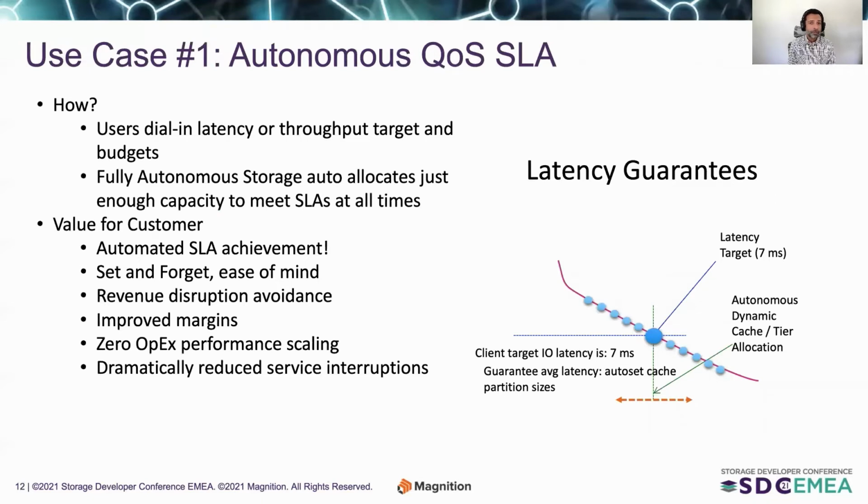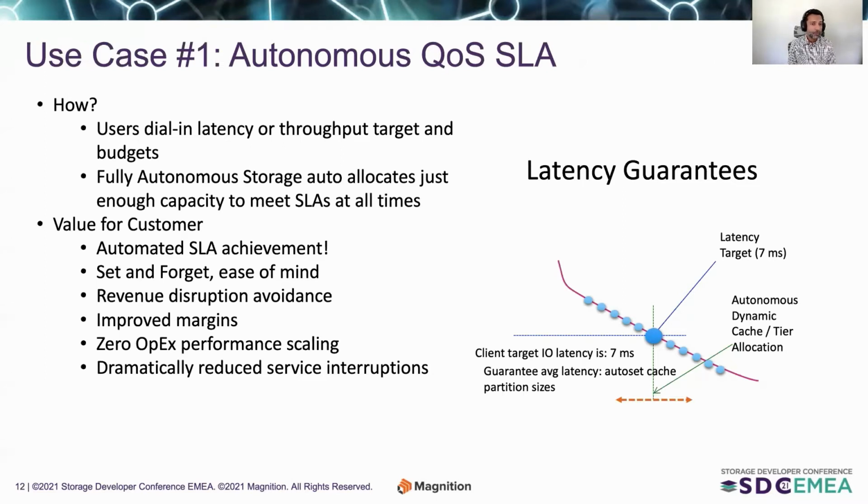So the first one I want to talk about is autonomous quality of service and SLAs. And the most sort of holy grail in this field is latency guarantee. Could you take a storage system and dial in a certain number of milliseconds, let's say, of a performance guarantee at a very high percentile? And if you could do that, what is the use case for that?